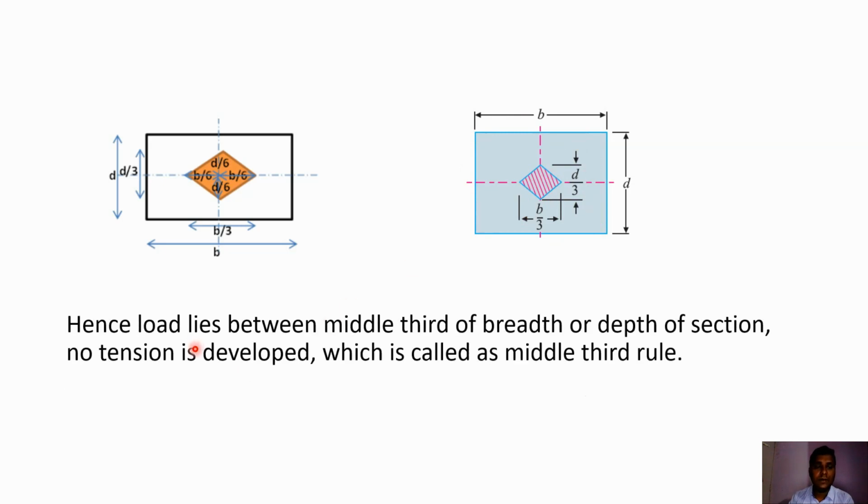So hence we can say the load lies between the middle third of breadth, that is b by 3, or the middle third of depth, that is d by 3, of a section. No tension is developed, that is, no tensile stresses are developed, meaning all the stresses are wholly compressive. This particular rule is called the middle third rule, which is applicable for rectangular cross section of a column.